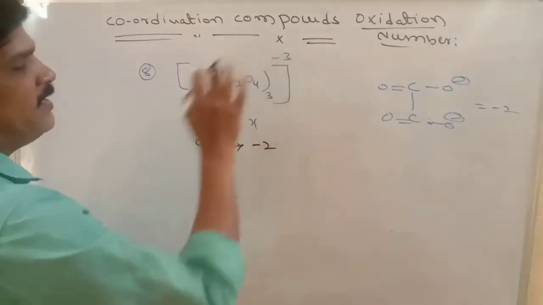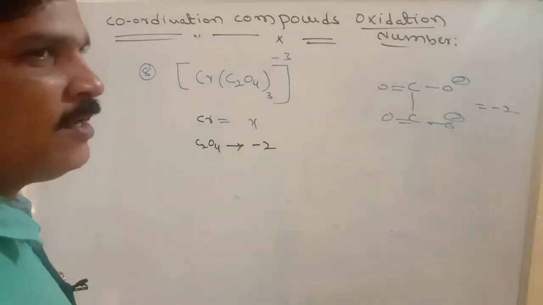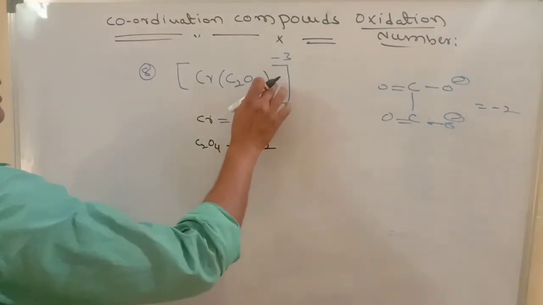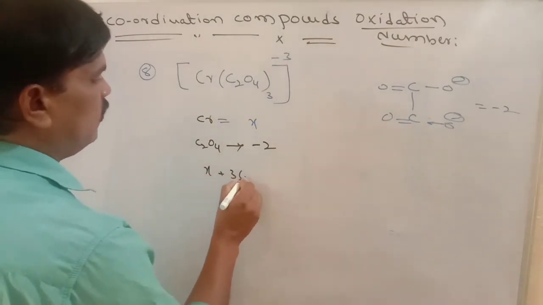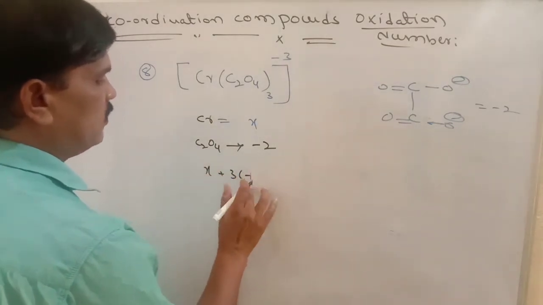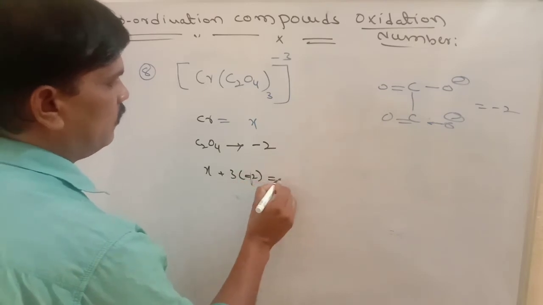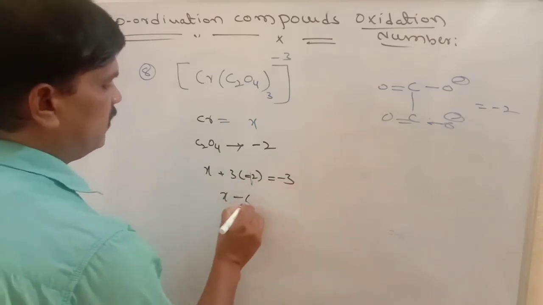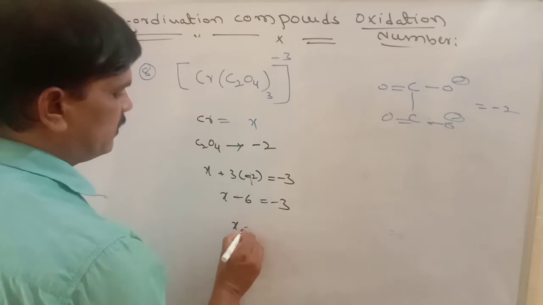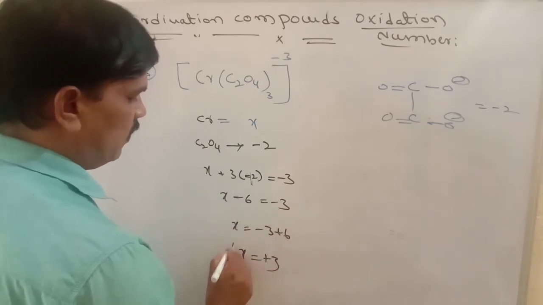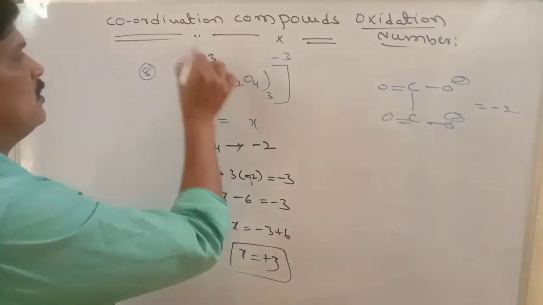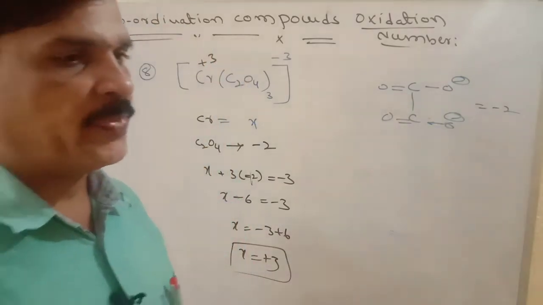Now there is a -3 charge on the complex entity. It is an anionic complex. X plus 3 into -2, each one -2, equal to -3. X minus 6 equal to -3. X equal to -3 plus 6. X equal to +3. Now +3 means the chromium oxidation state is +3.